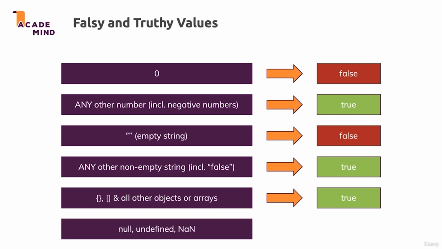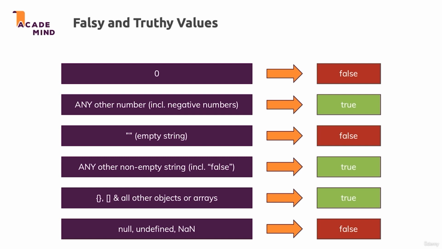Null, undefined, and not a number, by the way, are always treated as false. So these are the truthy and falsy values you can keep in mind. You can take that slide, it's attached, and print it out and put it next to your desk. These are the special cases in JavaScript.